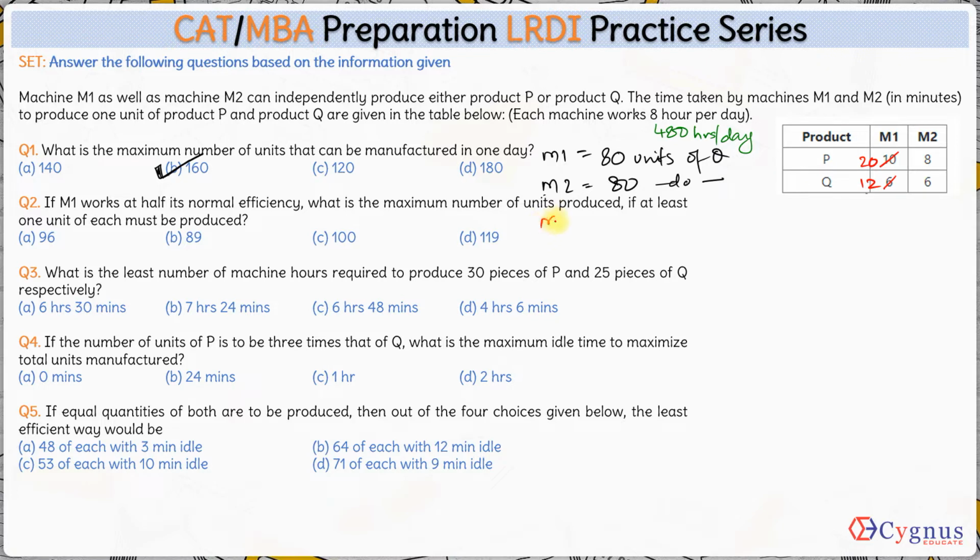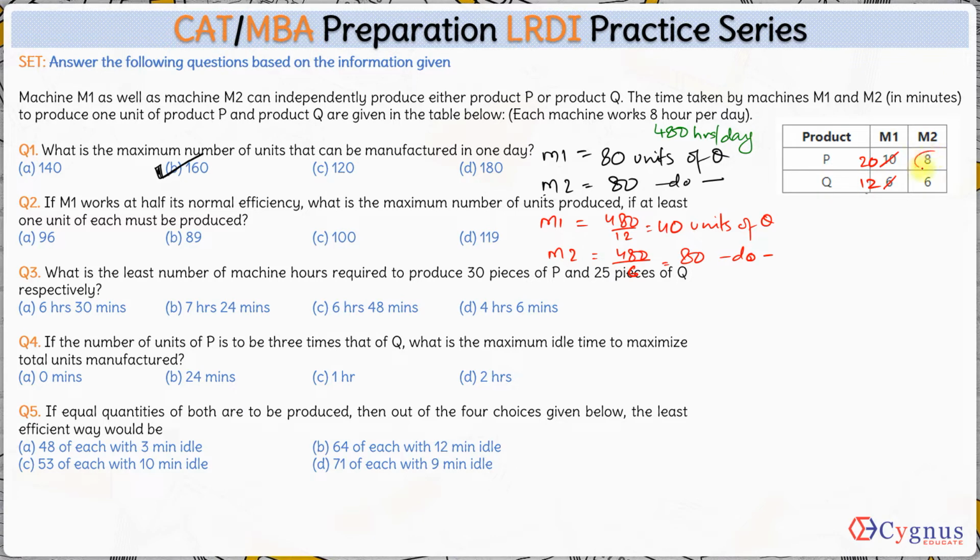Now in this case, the maximum number of Q M1 can produce will be 480 divided by 12. This is 40 units of Q. And the maximum number of units M2 can produce is again of Q, 480 divided by 6, which is 80 units of Q. So we have a total of 120 units of Q here. But there is a catch here, that we have to produce at least 1 unit of P as well now.